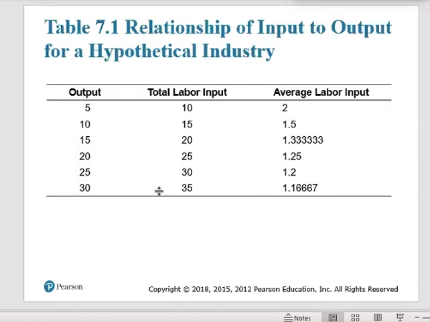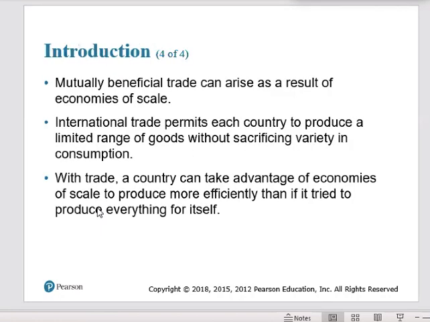So numerically, that's how it can be represented. If you have 10 total labor input and you only produce 5 units, the average labor input is 2. So you need 2 labor for one output. But as you expand the number of workers, the output expands faster. So eventually here you only need 1.167 units of labor for 1 unit of output. So this is how you can decrease the cost required to produce one output. Okay.